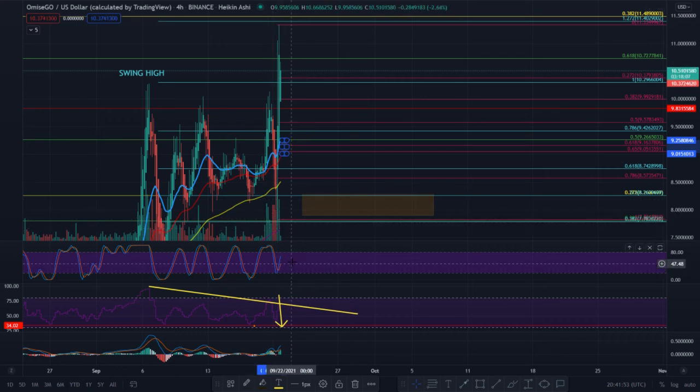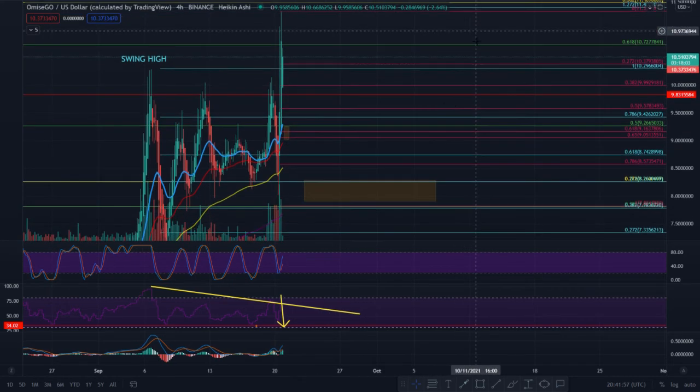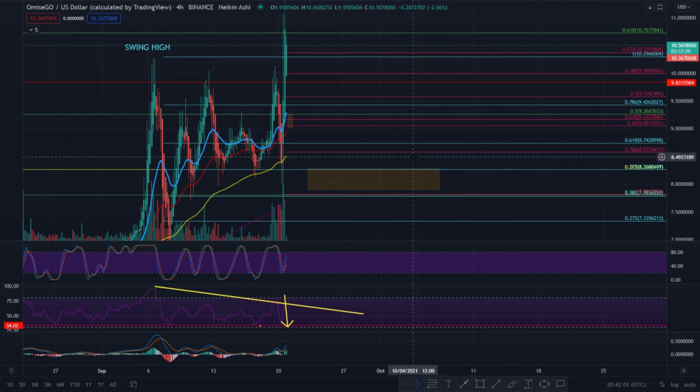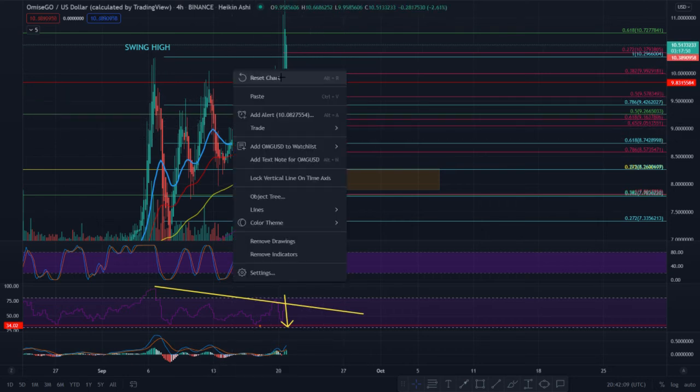Stochastic bounced up. It's hard to tell with OMG, and it's not worth the risk. If you're a long trader, it's going to be worth the risk. If you're a day trader, it's hard to tell where to get in at and how to trust this action. And that's from my perspective.